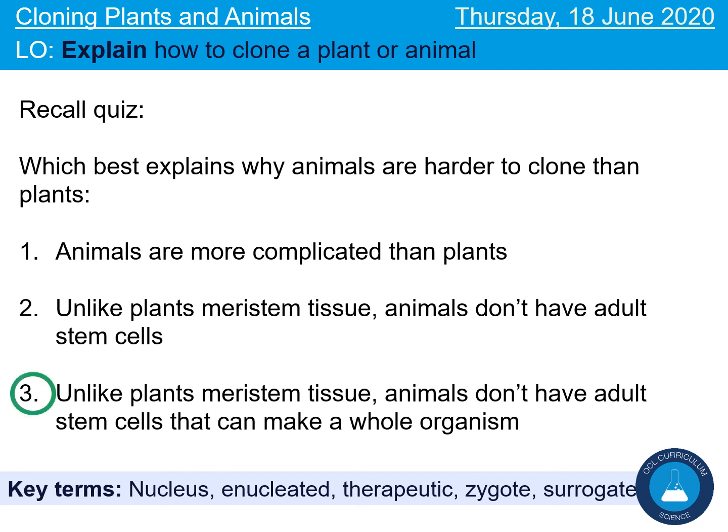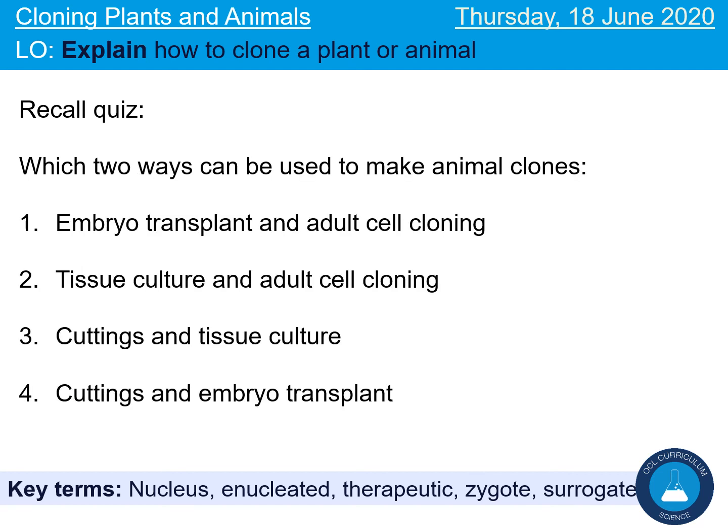So in this case, animals are harder to clone than plants because animals don't have adult stem cells that can make a whole organism. They do, however, have some stem cells, which is why question 2 is not the correct answer, but these stem cells cannot create a whole organism. You can pause the video now and have a go at this question.